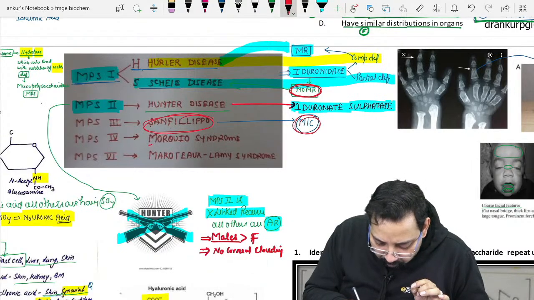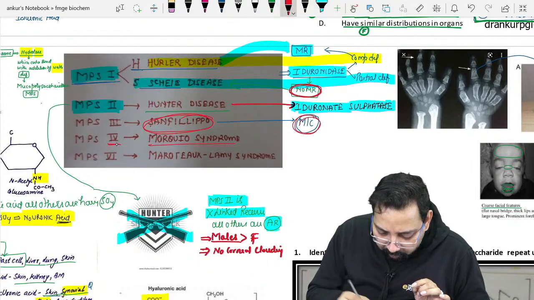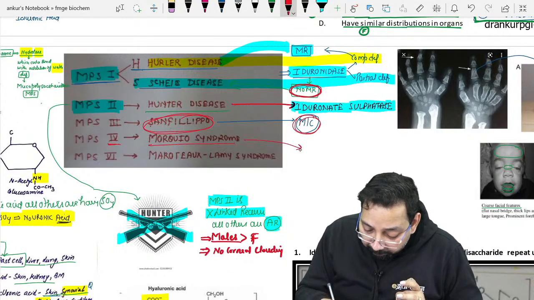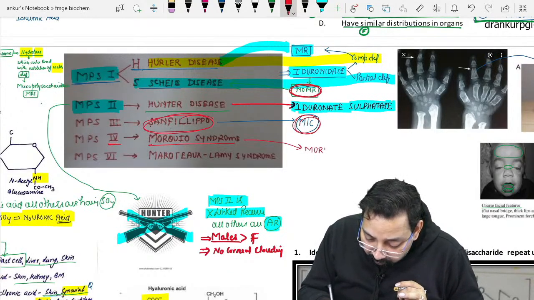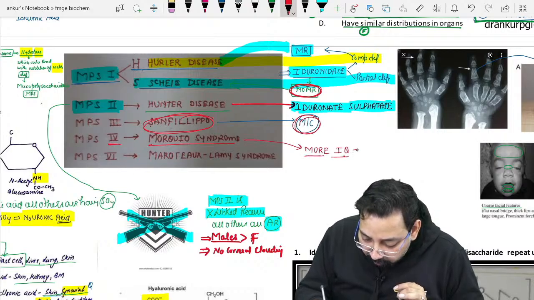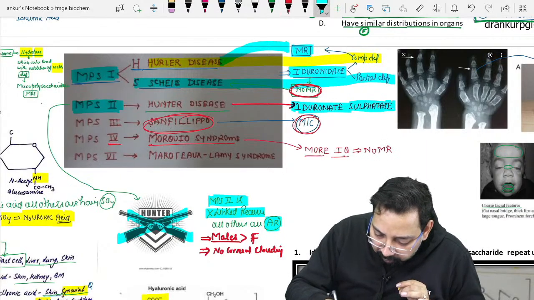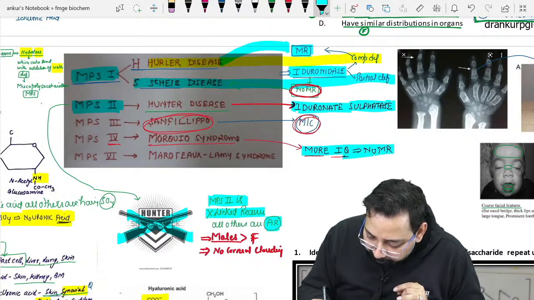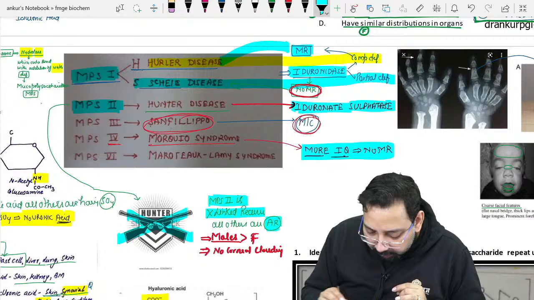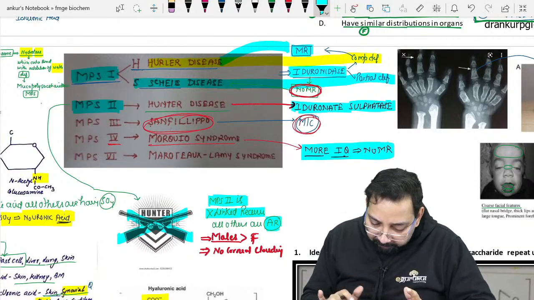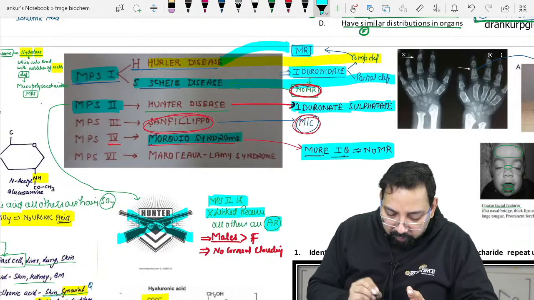Morquio syndrome type 4. Yes, I pronounce it like that: More IQ. Pronunciation means no mental retardation. So you may find a clinical question in which there is no mental retardation, and the significant point is the mental retardation, and the answer would be Morquio.